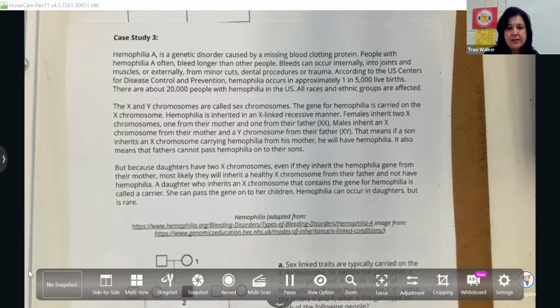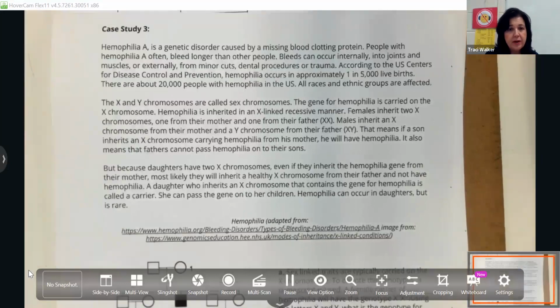A daughter who inherits an X chromosome that contains the gene for hemophilia is called a carrier. So she can pass the hemophilia gene on to her children, but most likely she'll pass it to a boy rather than a girl.